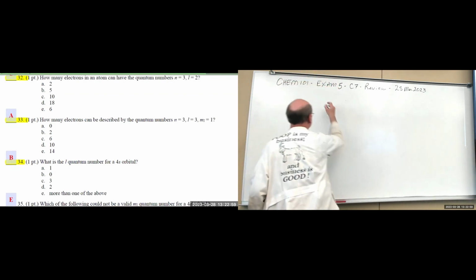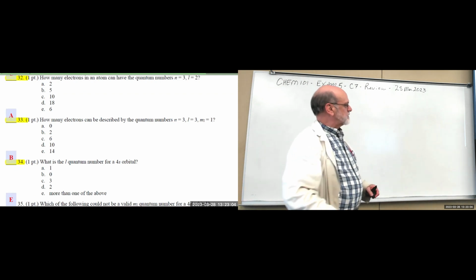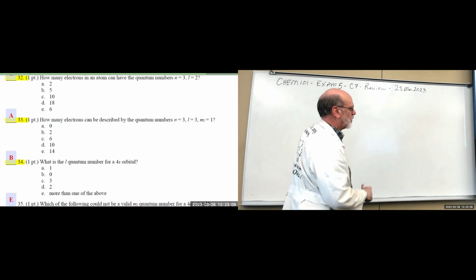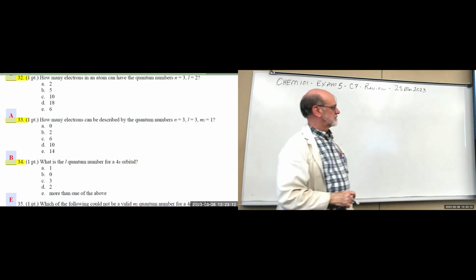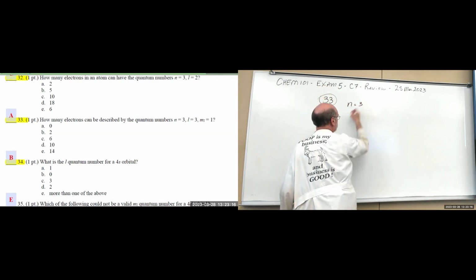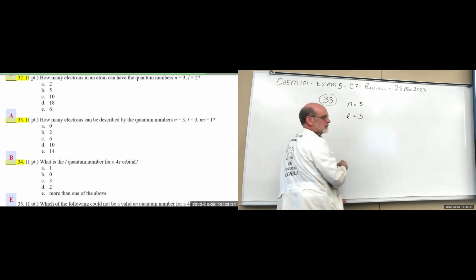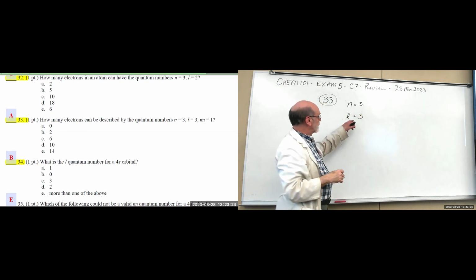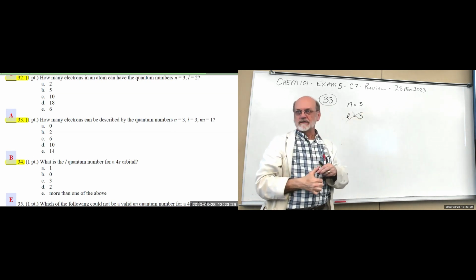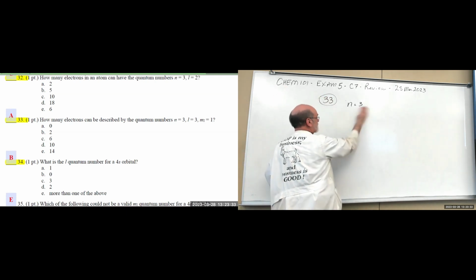33. How many electrons can be described by the quantum numbers n equals 3, l equals 3, m sub l equals 1? Wait a minute, n equals 3, l equals 3. That can't be. L can only be 0, 1, and 2. So the answer is 0. It's a trick question. No electrons can have that.